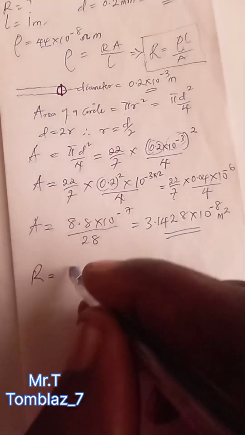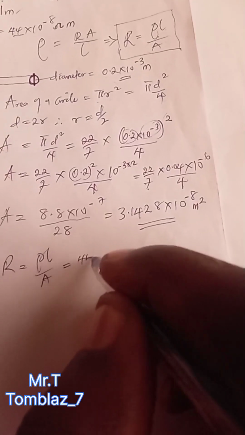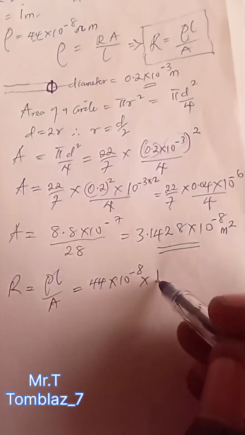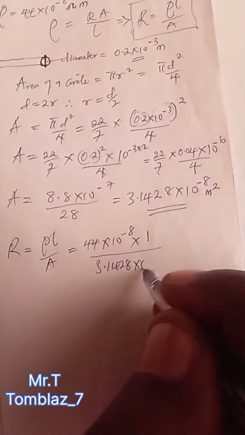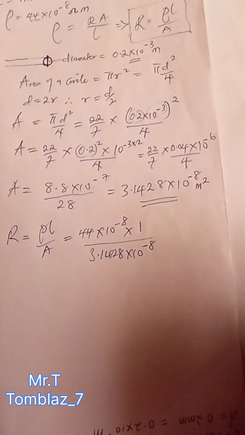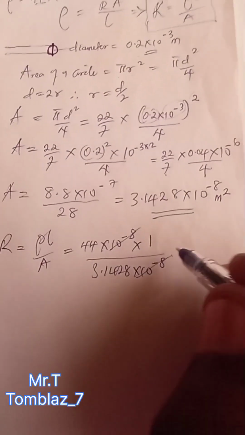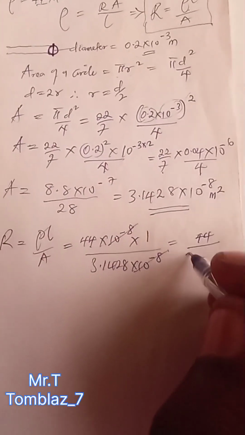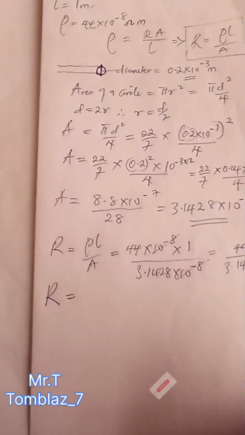So R will be equal to rho L over A. Rho is 44 times 10 raised to the power minus 8, times length is 1 meter, all divided by area 3.1428 times 10 raised to the power minus 8. By division, 10 raised to the power minus 8 will cancel 10 raised to the power minus 8. So you are left with 44 times 1, which is 44, all over 3.1428.